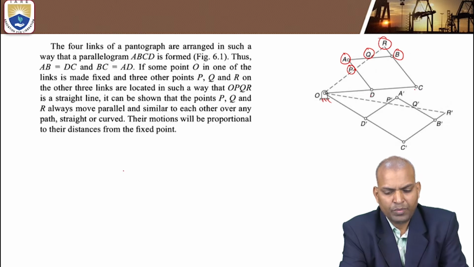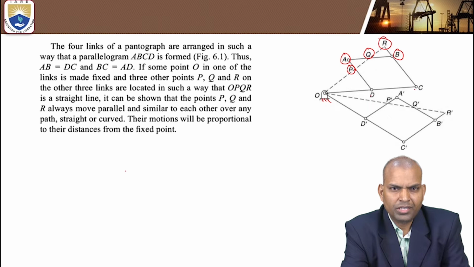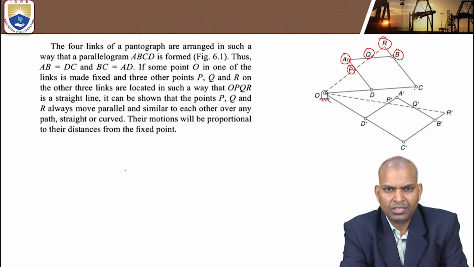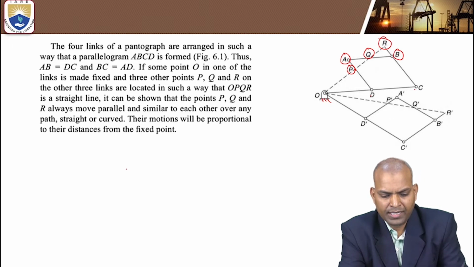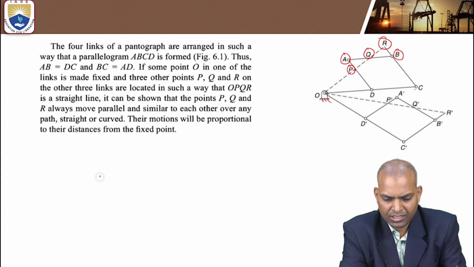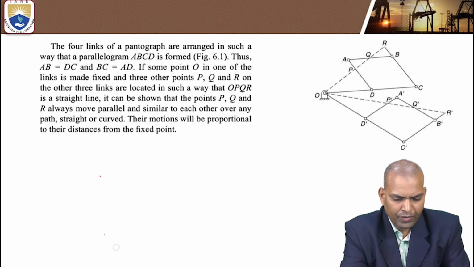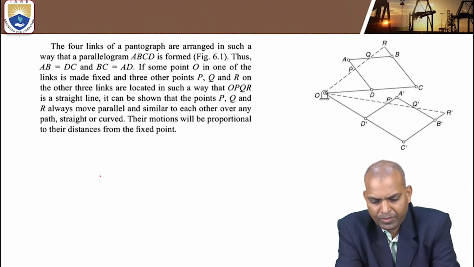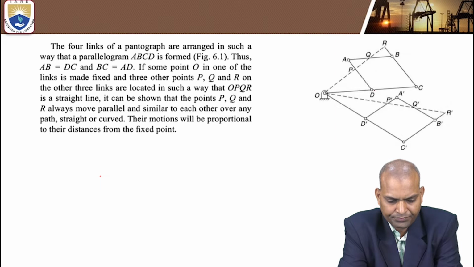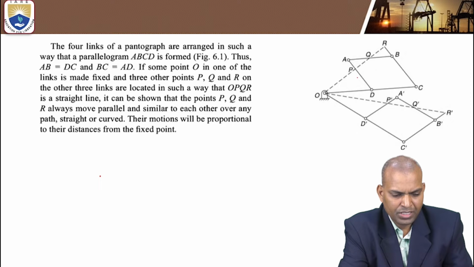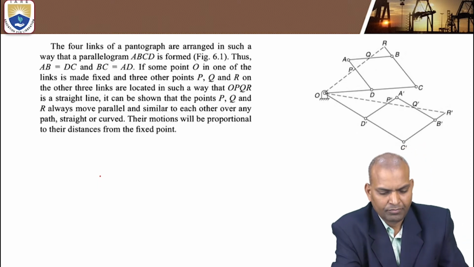The path traced by this mechanism gives a straight line by considering various points on the mechanism. Now, here we understand there are various points: A, B, C, D. These 4 links are arranged in such a way that ABCD is formed as a parallelogram.